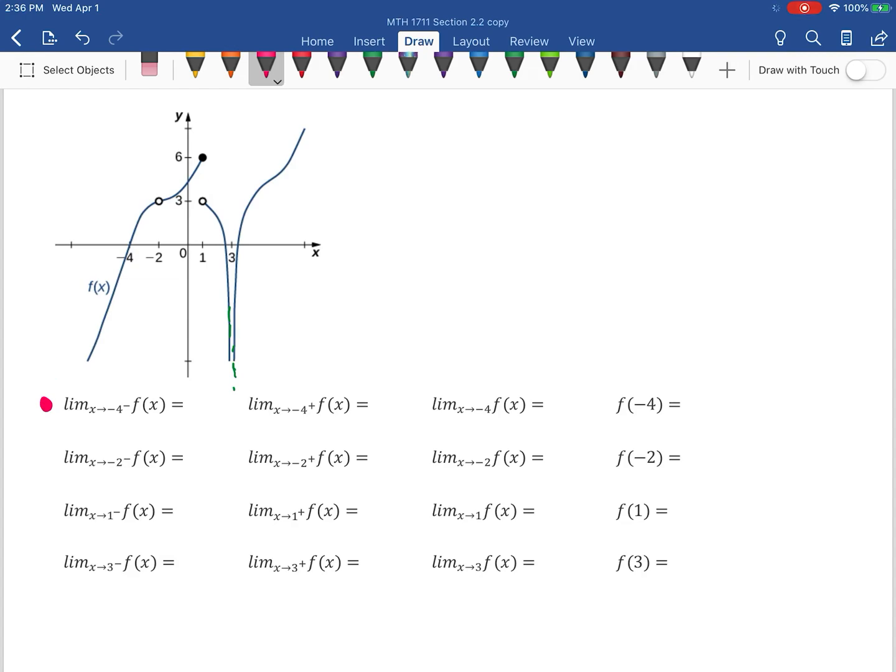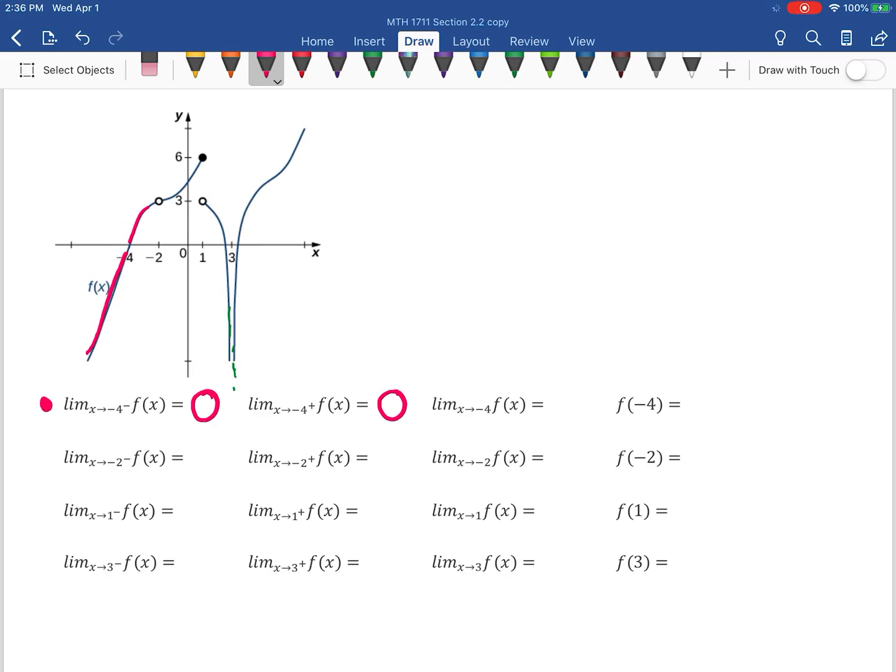So if we look at the graph and we answer these questions comparing it to the graph, the first question is asking about the behavior of the graph at x is equal to -4. So we have the one-sided limit, then the two-sided limit, and then the value of the function. So as I look at the graph and I approach -4 from the left, it looks like we're approaching a function value of 0. When I approach -4 from the right, we're approaching a value of the function as 0.